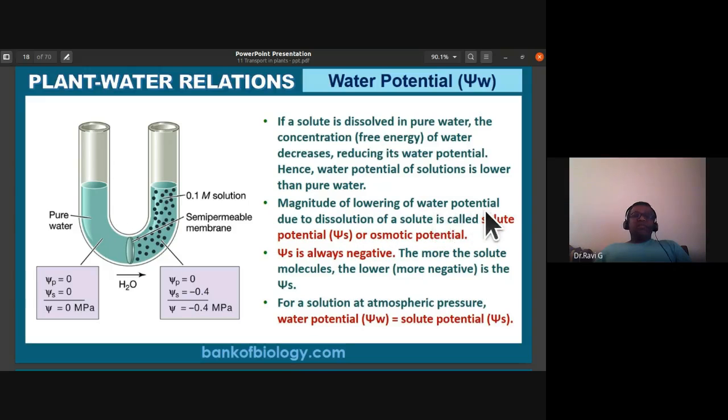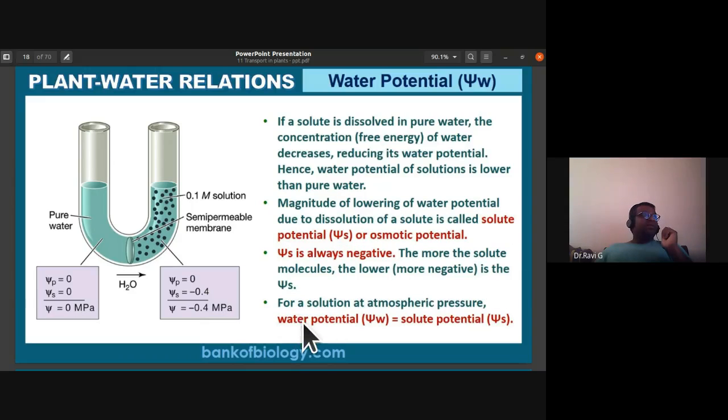The magnitude of lowering of water potential due to dissolution of a solute is called solute potential or osmotic potential. It is denoted by the symbol psi s. Psi s is always negative. The more the solute molecules, the lower is the solute potential.